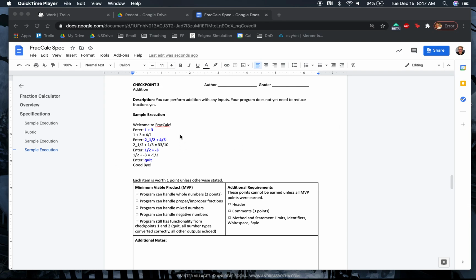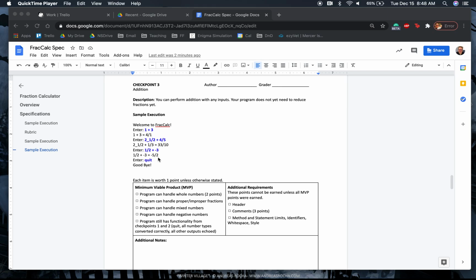So a sample execution that you're going to see in the PDF document is if we add 1 and 3, the program will think that that's 4, or 4 over 1. We are not yet concerned about reducing our answers if our answers could be reduced. We are not yet concerned about removing the over 1 if our answer is a whole number. So we've got 1 plus 3 is 4. 2.5 plus 4/5 is 33/10. Notice how we found the common denominator and added things together.